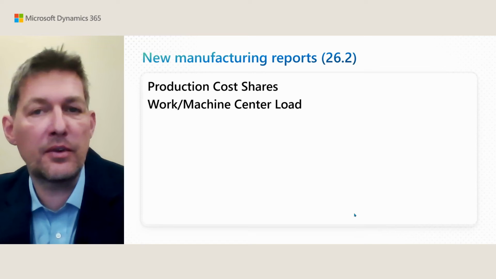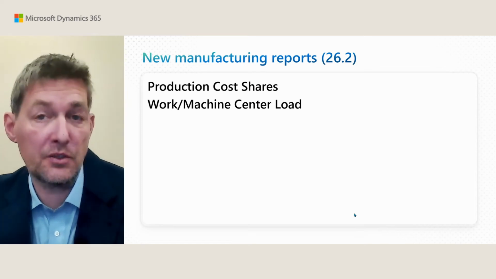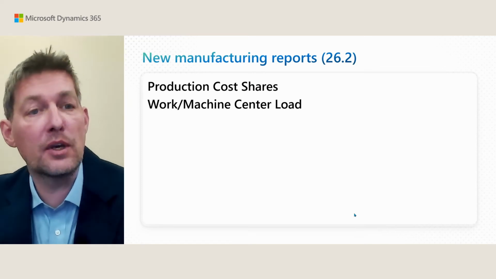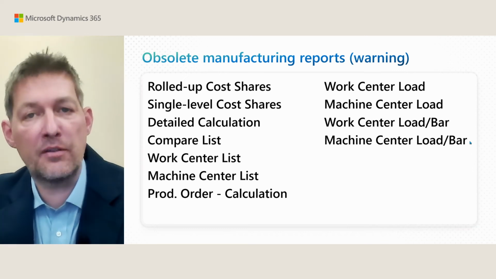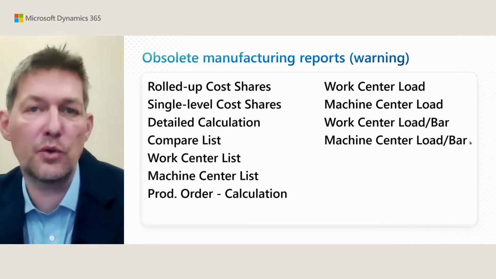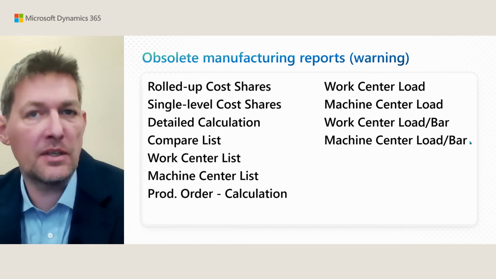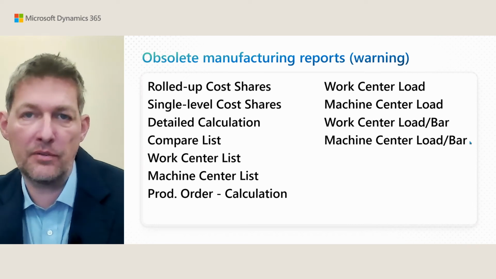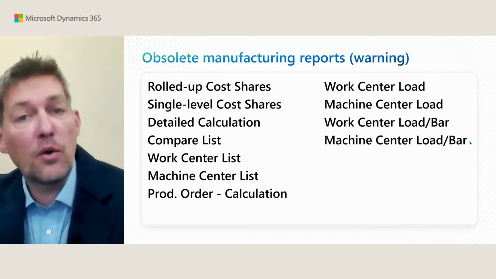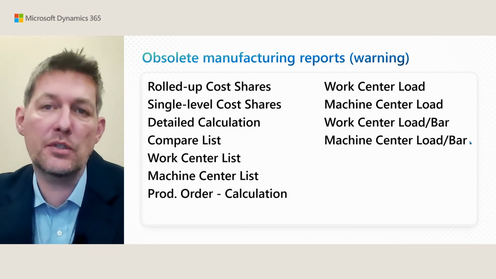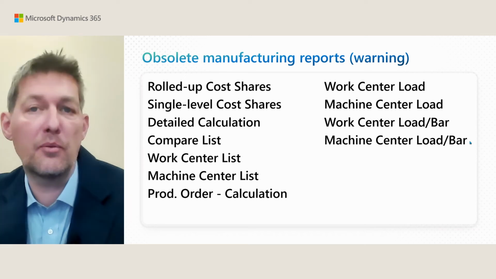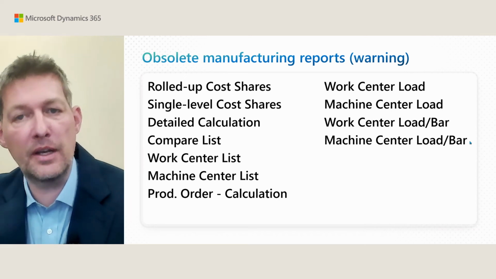So just to wrap up that, in 26.2, you get these 2 new reports: production cost shares and work/machine center load. With all the work we did for modernizing and renewing manufacturing reports, we also need to say goodbye to some old friends. Some of these reports have been in the product for 30 years. So this is a warning that these 11 reports are going away and will be removed in a later version.